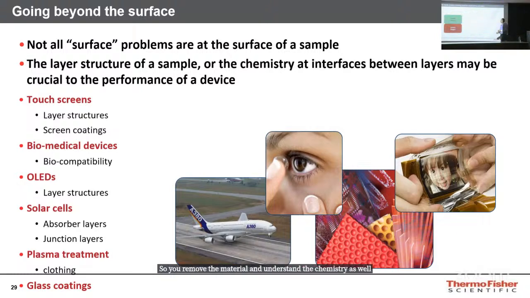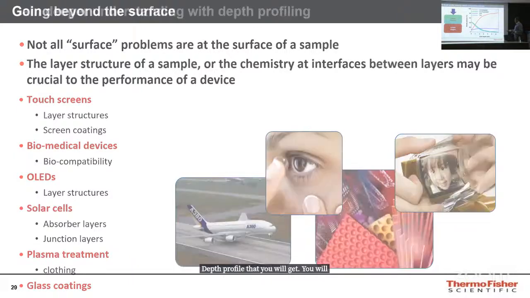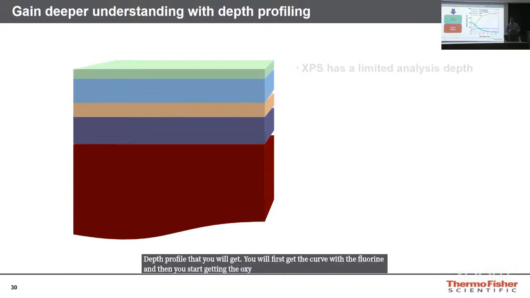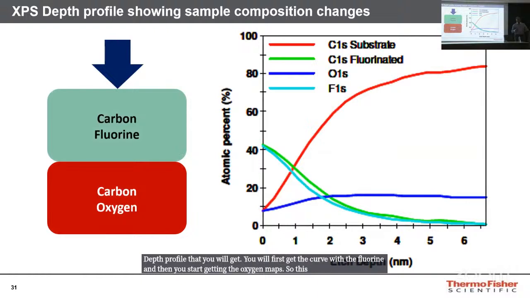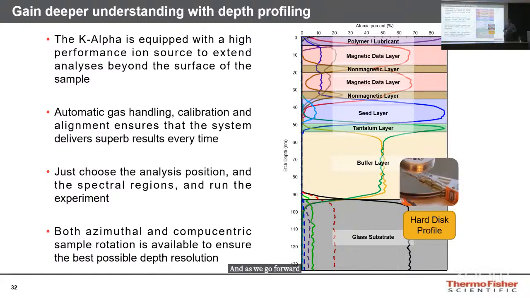So for example, if you have a certain film which has carbon and fluorine, and carbon and oxygen beneath, which are just 2 or 3 nanometers apart, you can do an XPS, and that's the sort of depth profile that you will get. You will first get the curve with the fluorine, and then you start getting the oxygen maps. So this is a sort of study you need to bring in as a practice whenever you do XPS analysis. And as we go forward, we can do it even for larger areas.